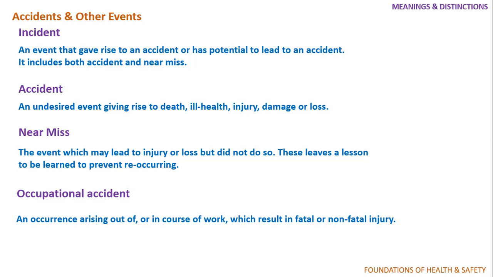Now next is the near miss, an event which may lead to injury or loss but did not do so. So this leaves a lesson to be learned to prevent recurrence. A near miss had the potential to cause injury. It did take place, but it did not harm anybody or cause any form of loss. So we can say that this type of incident is a near miss.